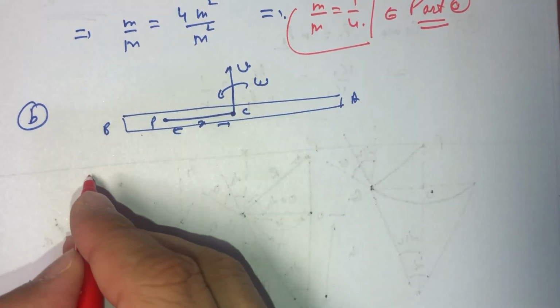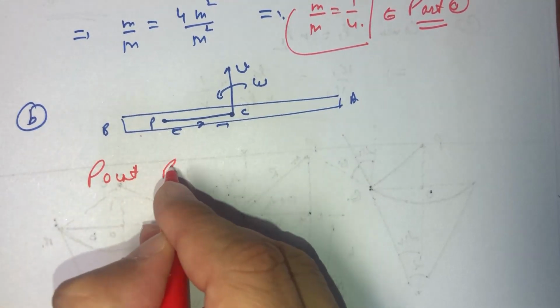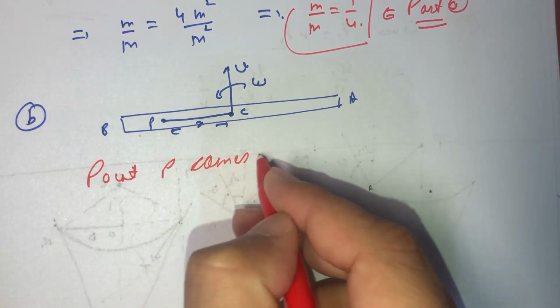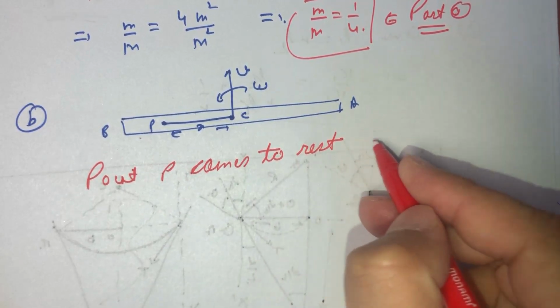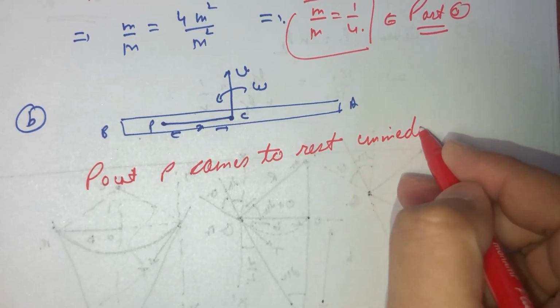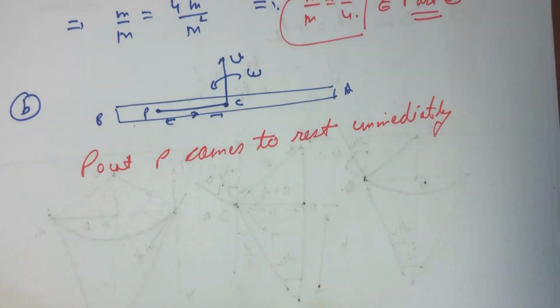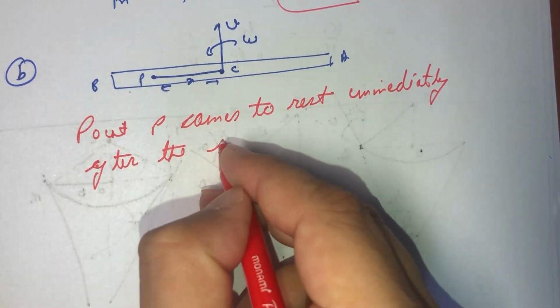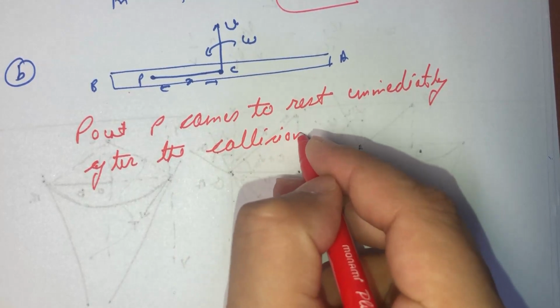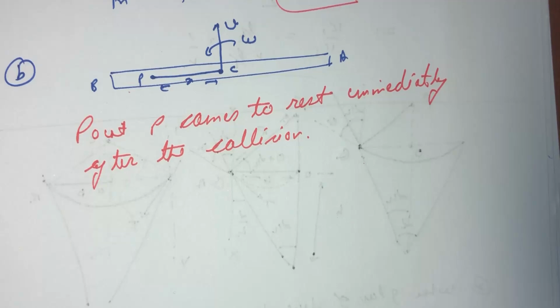And it is given in the question that this point P comes immediately to rest after the collision. Okay. We can write here: point P comes to rest immediately after the collision. So this point P is going to have two types of motion. One will be the translational and the other one will be the rotational.